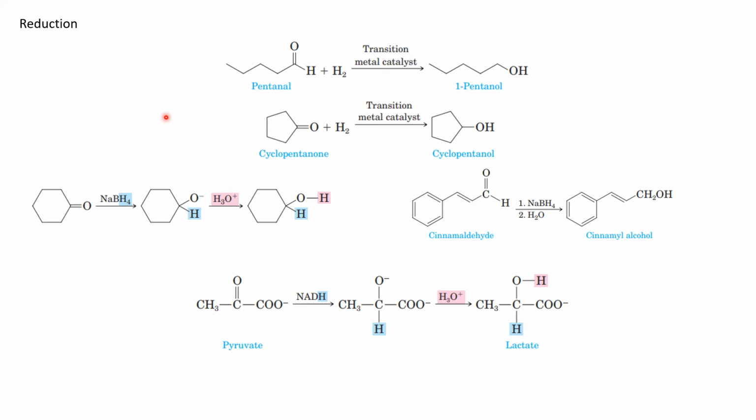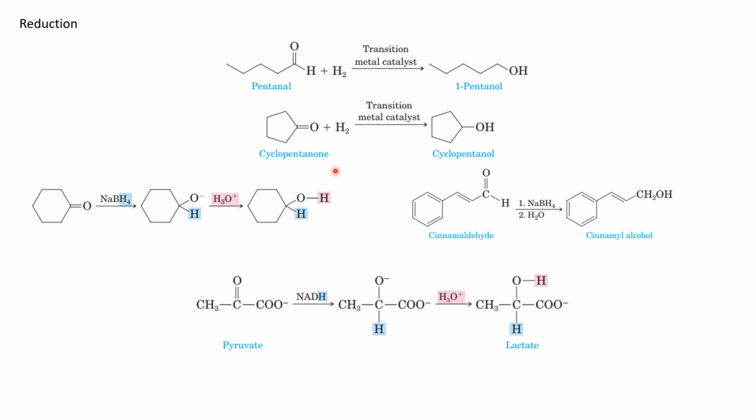We saw that the C-C double bond of an alkene can be reduced by hydrogen in the presence of a transition metal catalyst to a C-C single bond. The same is true of the C=O double bond of an aldehyde or ketone. Aldehydes are reduced to primary alcohols, and ketones are reduced to secondary alcohols. For example, pentanal reacts with hydrogen over a transition metal catalyst to form 1-pentanol, a primary alcohol.